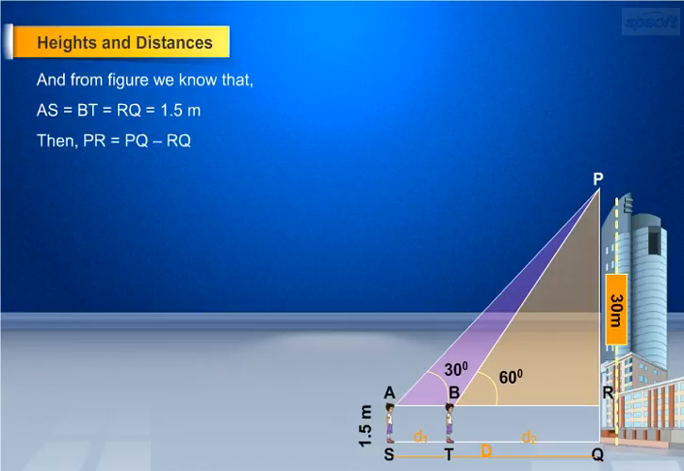Then, PR equals PQ minus RQ. This implies that PR equals 30 minus 1.5. This implies that PR equals 28.5 meters.